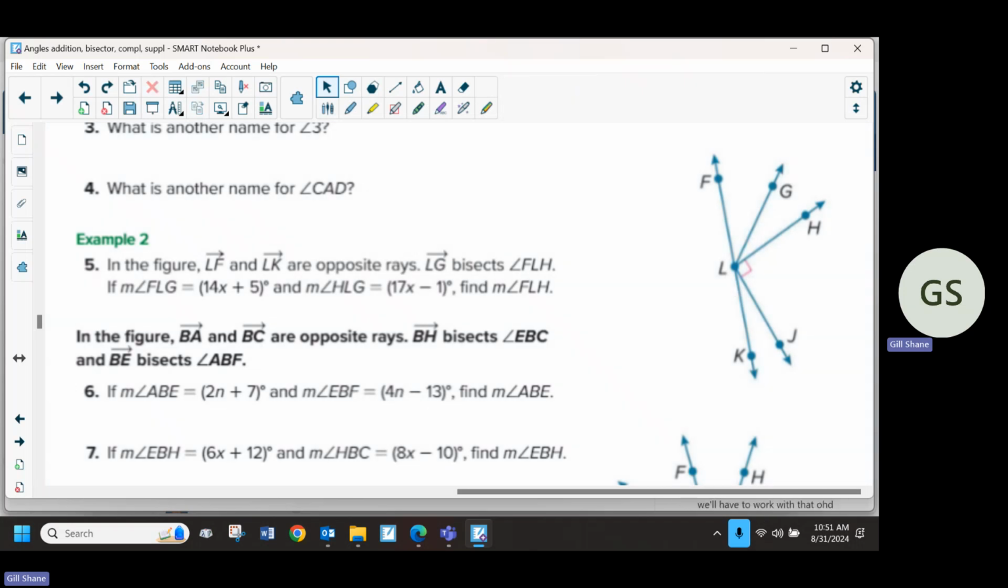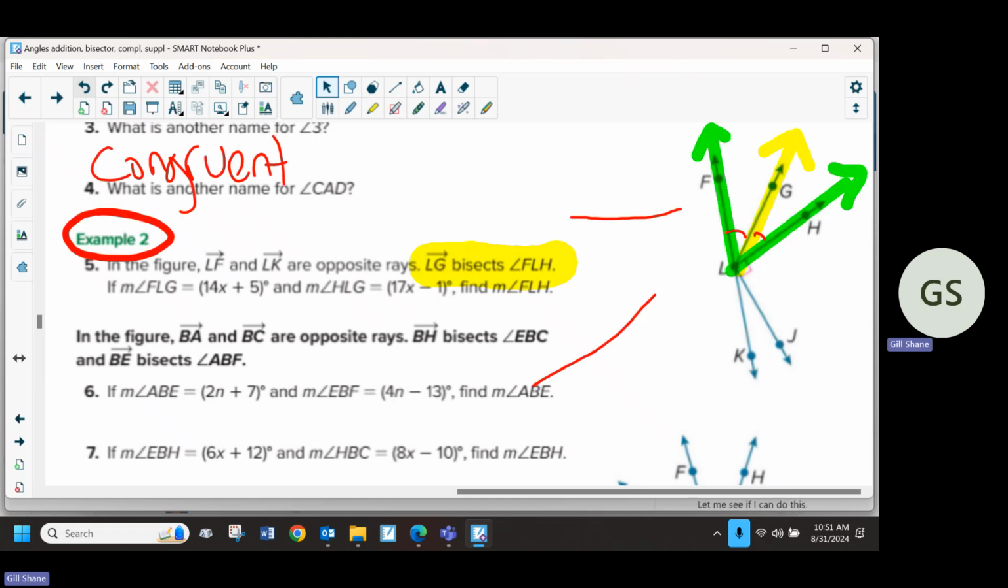Did I get rid of all my marks? Wait, hold on. Let me see if I can do this. There we go. Perfect. So now I can do one more. All right, so now I know those two angles are equal where I have the little red marks.